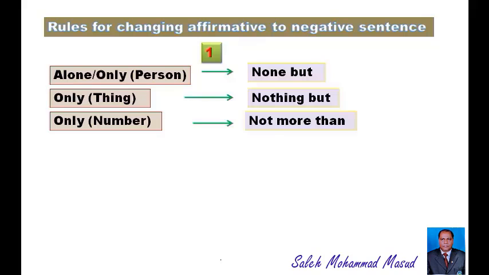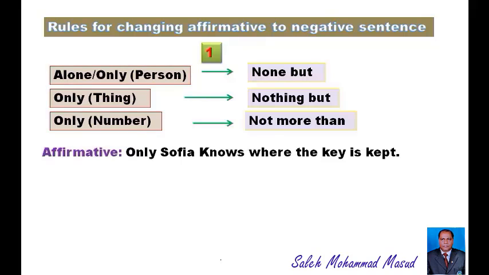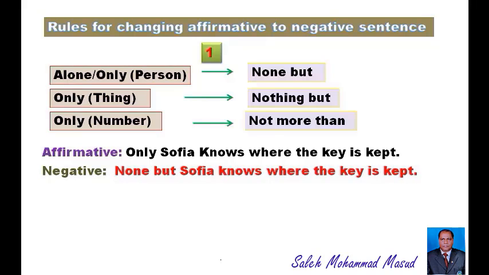Look at the example here. Only Sophia knows where the key is kept. Here the word only indicates a person named Sophia. So we have to use none but, and the answer would be none but Sophia knows where the key is kept.